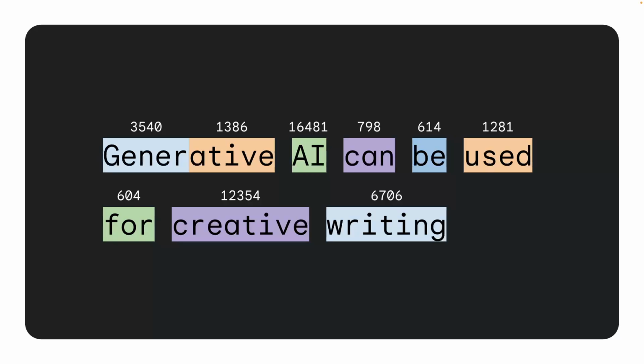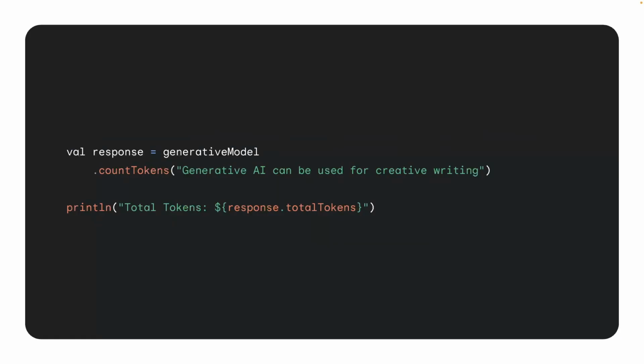But precisely evaluating the number of tokens in your request is more important, because the model has a limit on the number of input tokens it can handle, and we call it the context window. The cost of the query is directly based on the number of tokens processed by the model. And to easily compute the number of tokens, you can use the countTokens function inside your Kotlin code, and you can read more about it in the Firebase documentation.